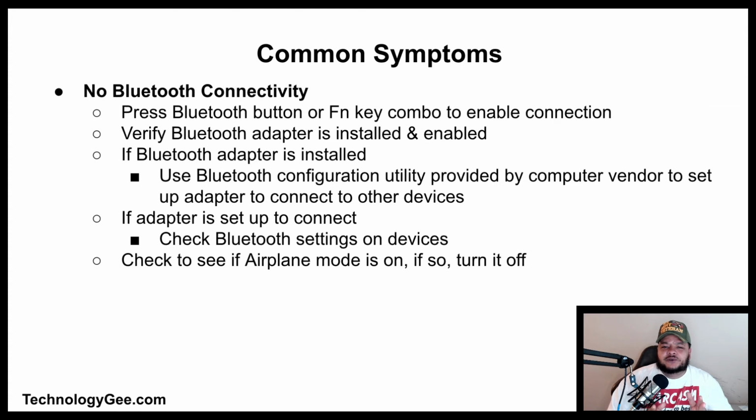What if you have no Bluetooth connectivity? So to fix Bluetooth connectivity issues on a laptop, you need to press the Bluetooth button or the function key combo to enable the connection. You need to verify that the Bluetooth adapter is installed and enabled. If the Bluetooth adapter is installed, you need to use the Bluetooth configuration utility provided by the computer vendor to set up the adapter to connect to other devices. If the adapter is already set up to connect to other devices, check the Bluetooth settings on those devices and then check to see if airplane mode is turned on. If it is turned on, turn airplane mode off.